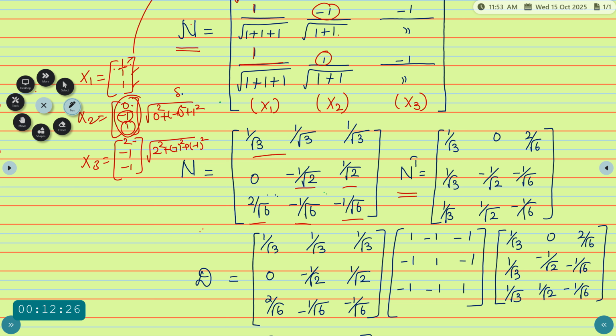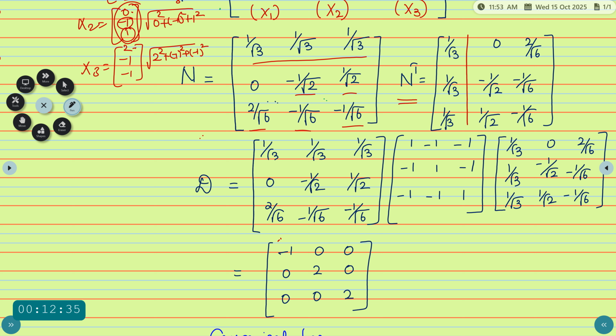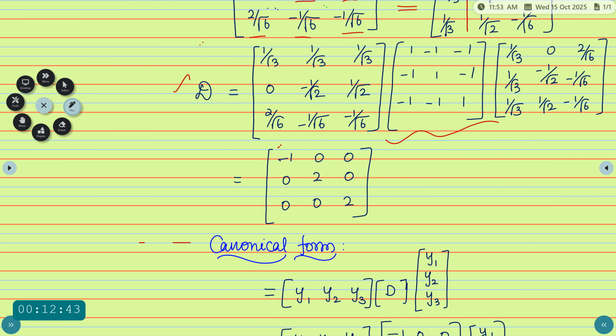What is N transpose? Row becomes column. Next I am going to substitute all three, that is N transpose, A and N, in the diagonalization form. You multiply these three matrices using your calculator. You get the final answer as a diagonal matrix: minus 1 0 0, 0 2 0, 0 0 2. These are all the eigenvalues: lambda 1 equal to minus 1, lambda 2 equal to 2, lambda 3 equal to 2. These are the diagonal elements, and the remaining values are 0. This is the final answer, that is the diagonalization.